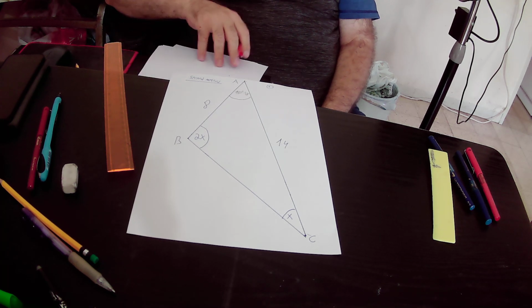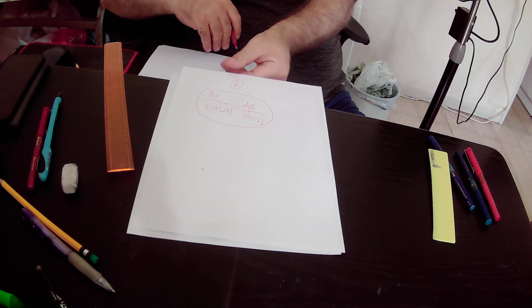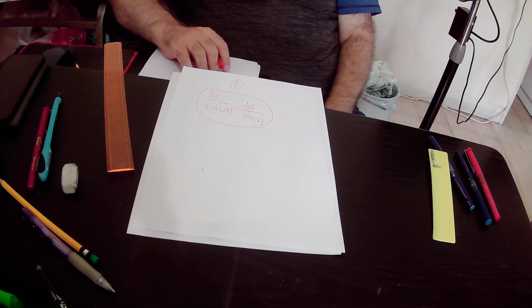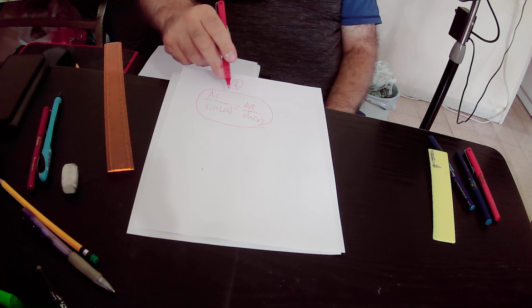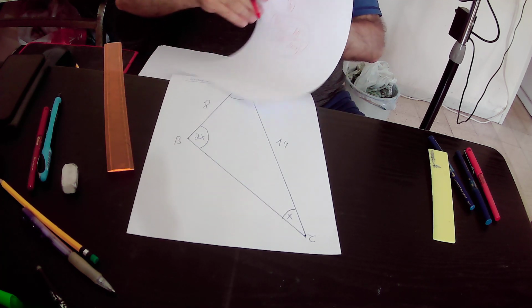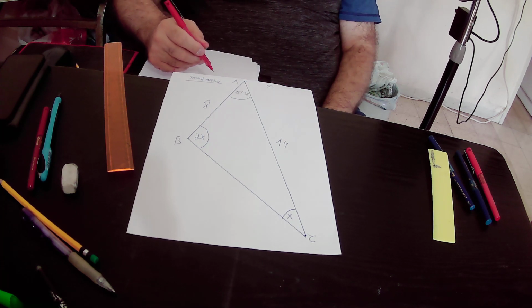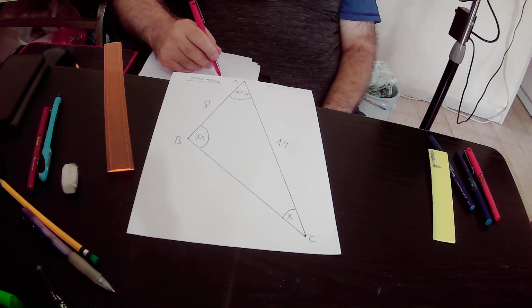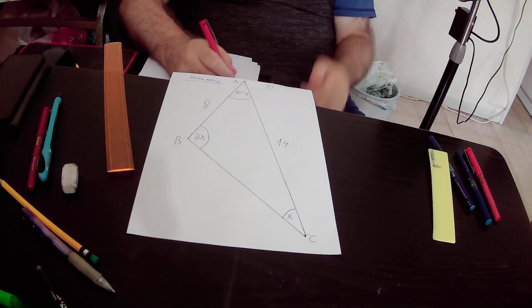Again, this equality is the implementation of the law of sines in our triangle ABC. According to the law of sines, AC over sine 2x equals AB over sine x. Okay, but what is the value of AC? AC equals 14 units.